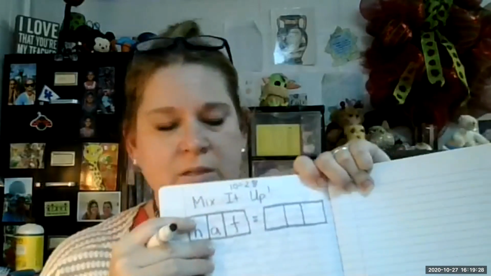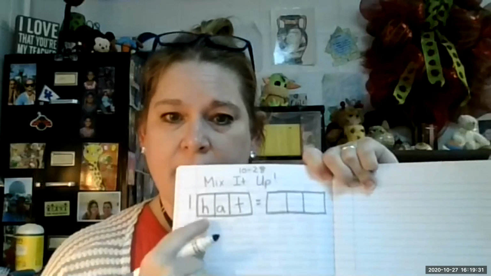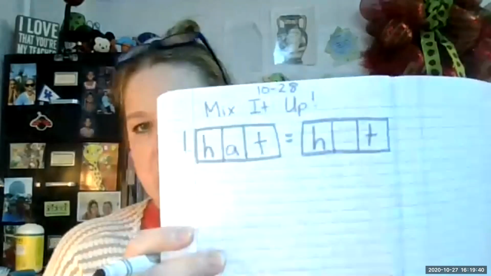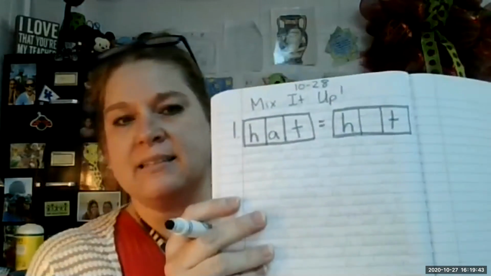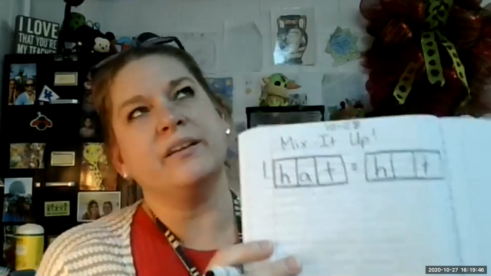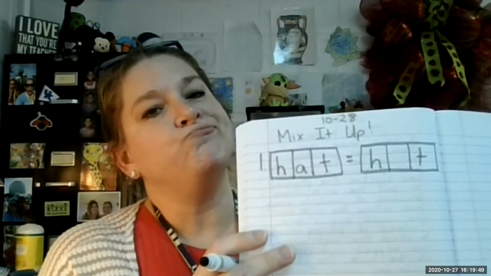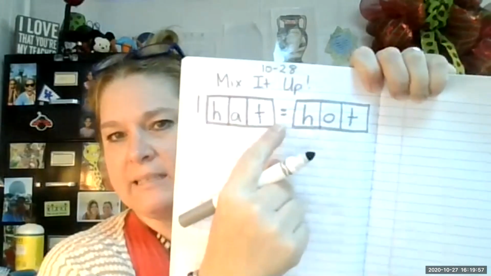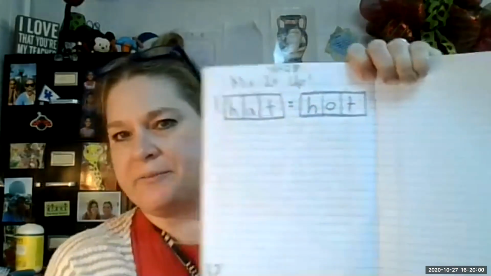Now my first sound and my last sound stay the same. So I'm going to go ahead and just move those over. An H and a T. The part that's changing is the part in the middle. Instead of saying ah, it's saying aw. What letter says aw? I think it's the letter O. The vowel O says aw. So we went from hat to hot. Good. All right.